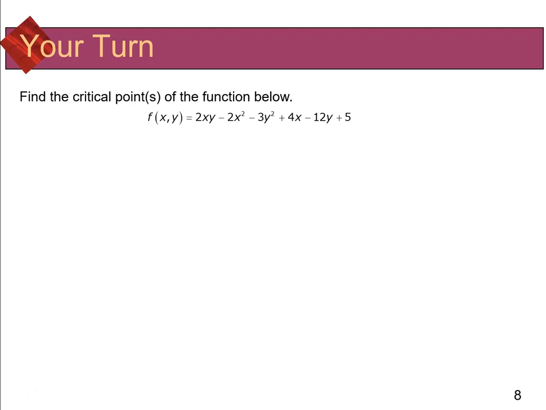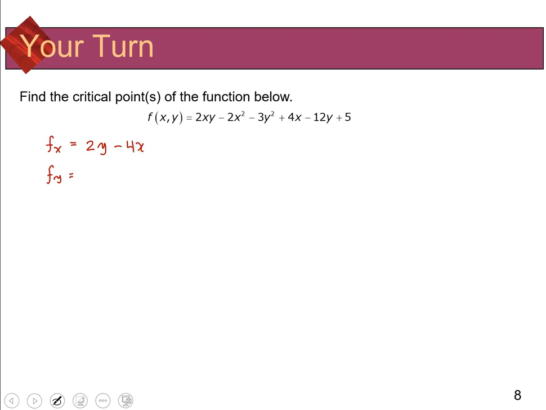Well, as we did in the previous one, I'm going to find two partial derivatives. I'm going to first figure out what the partial derivative with respect to x is, and I'm going to figure out what the partial derivative with respect to y is. As far as the one for x, I'm going to treat all the y's as constants. So when I take the derivative of 2xy, I just get 2y. The minus 2x squared is going to give me a minus 4x.